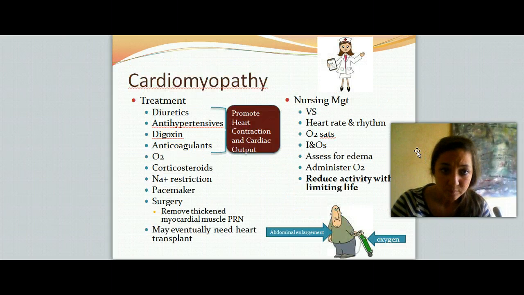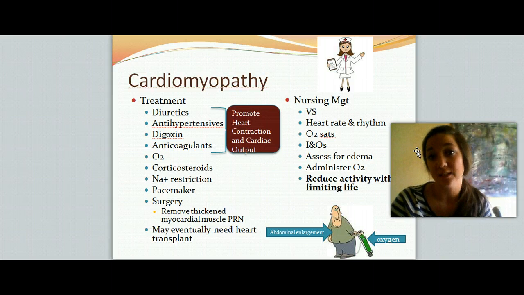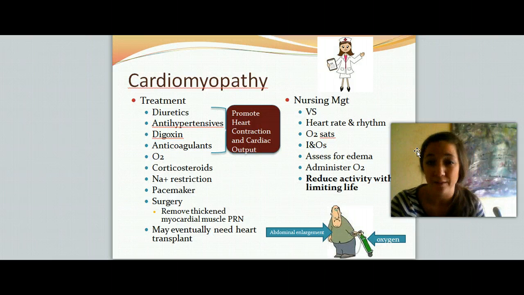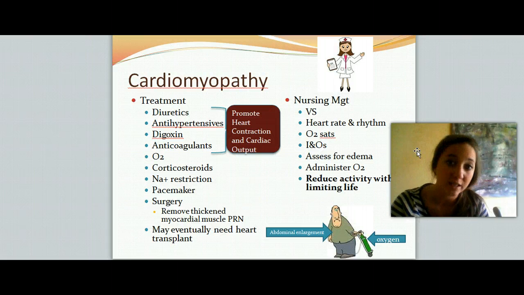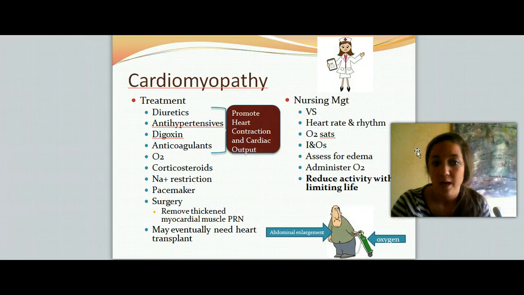All right. To treat cardiomyopathy, we want to give them some diuretics just to take off the excess fluid as much as possible. And then antihypertensives and digoxin and anticoagulants to thin the blood. All of these are helping to promote your heart's contraction and cardiac output and decrease how hard your heart has to work in order to get the same amount of blood out. We want to give them oxygen, maybe some corticosteroids to reduce inflammation, some sodium restriction so that they're not increasing their fluid volume, which makes it harder for your heart to pump out excess fluid.